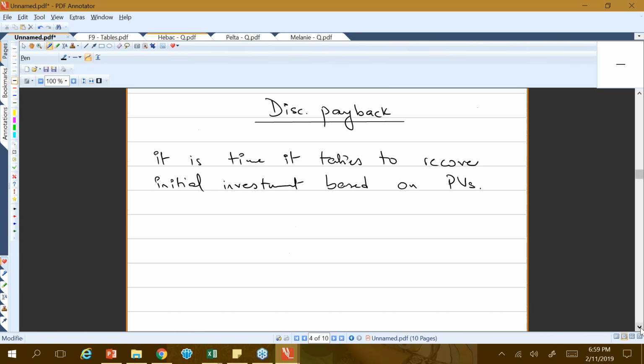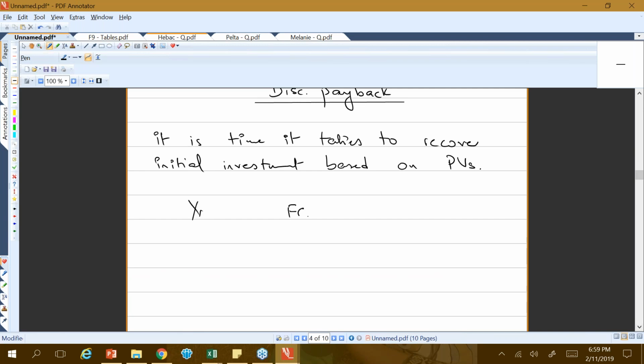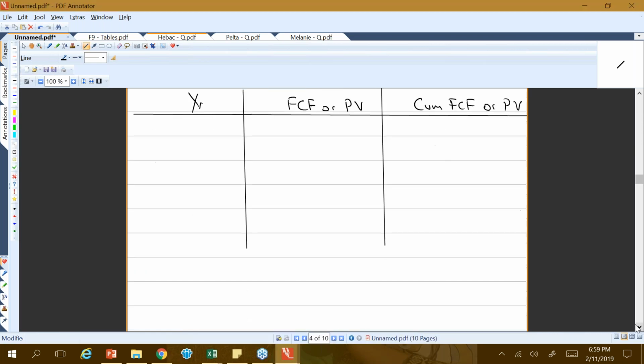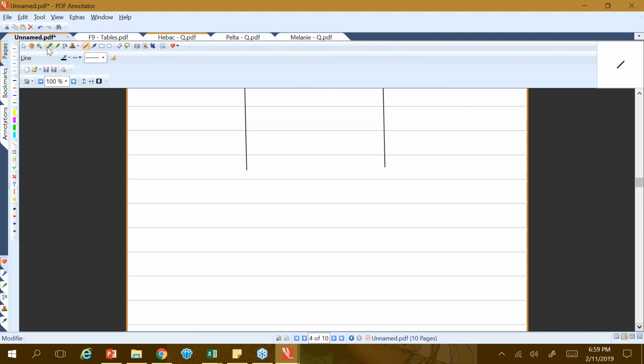Now there's a structure we use. We say a year, free cash flows or present values, cumulative free cash flow or present value. And within this structure, we will solve the idea of payback and discounted payback. This is the structure we're going to use to solve it. We'll see the numbers in some time. But before I go into the numbers, we just need to understand a bit of evaluation on payback and discounted payback, what are the good and bad things here. So I'm going to do this together. So advantages of payback and the discounted payback.